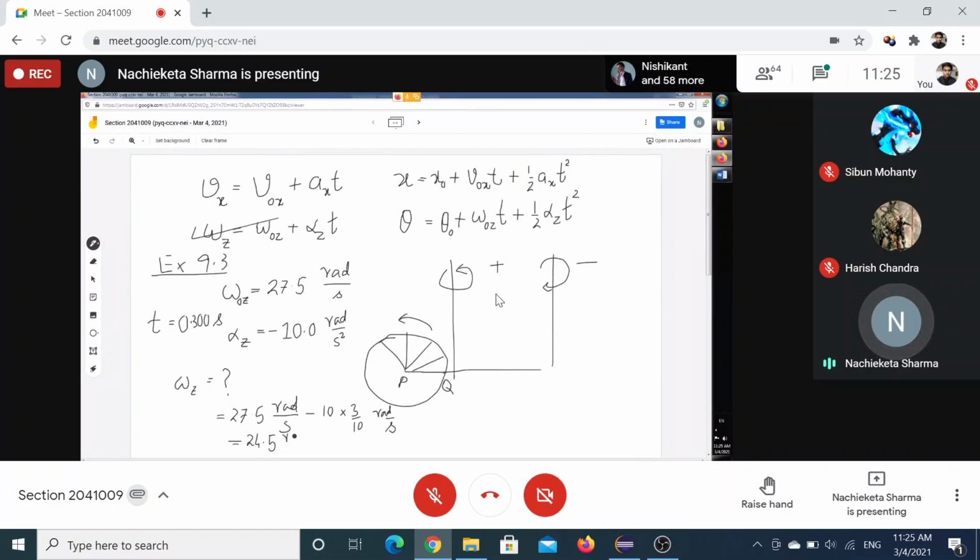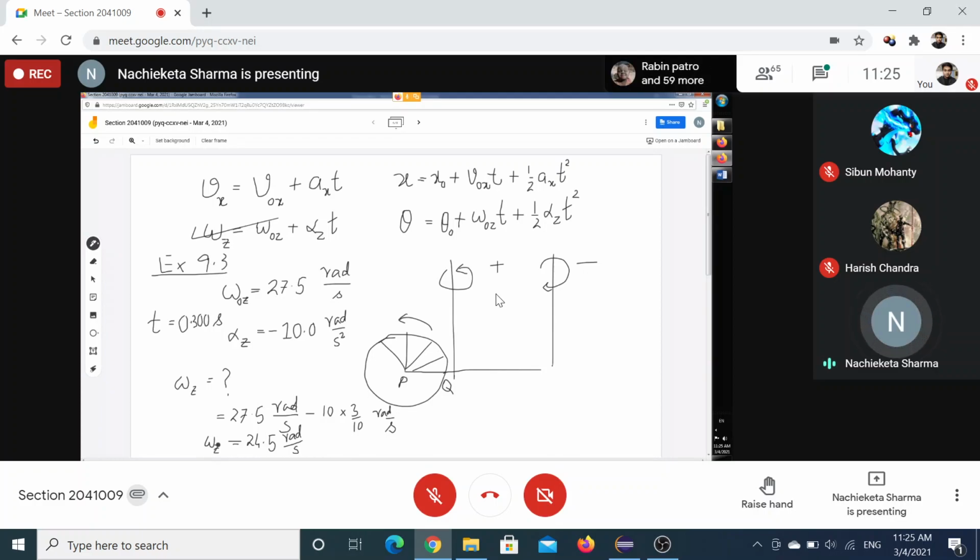So naturally, due to opposite signs of the angular velocity and angular acceleration, the angular velocity will decrease with time, and that's why we are getting a lower value, that is 24.5 radian per second after 0.3 second. So that is one of our answers to the question.